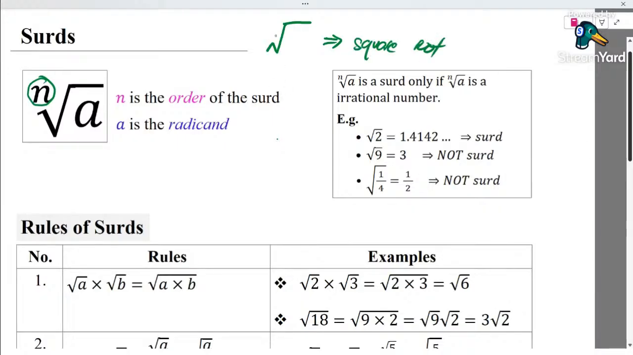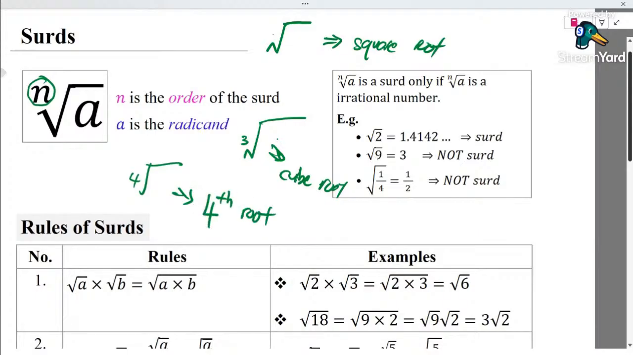If I have some number there, for example, 3 there, then this is the case that we call cube root. So on and so forth. Let's say I have number 4 there, so this is called the 4th root. If 5 there, 5th root, so on and so forth. However, in our syllabus here, we just limit our discussion to square root.